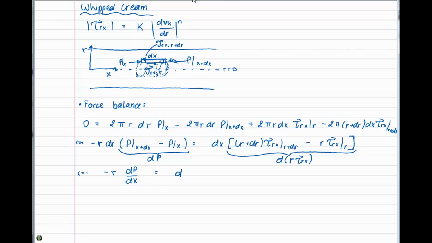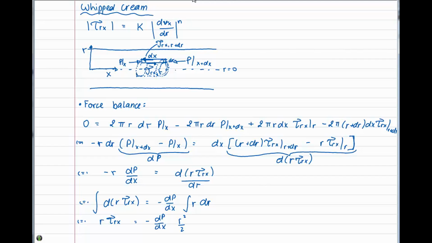Now we divide by dr and by dx and thus find the following differential equation. Now we start integrating. On the left we find r times tau, and on the right we find minus dp over dx times r squared divided by 2 plus a constant c1. We can now find an expression for the shear stress by dividing everything by r.